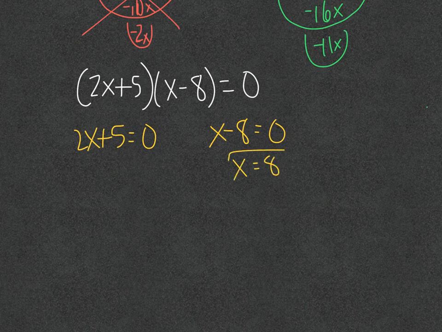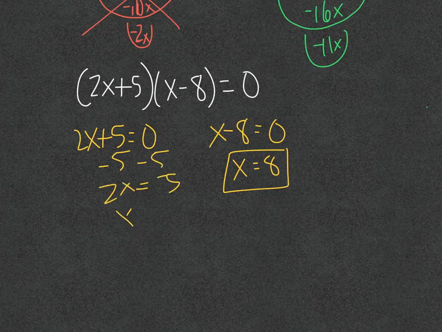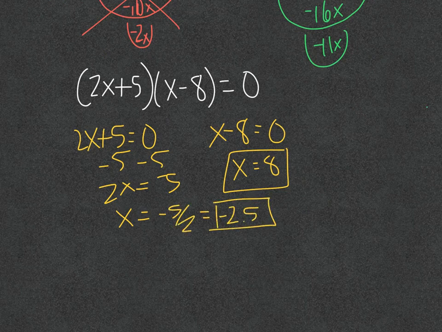And x equals 8. And x equals negative 5 halves, which is negative 2.5. Now, Mr. Yosef was nice when he made this worksheet because he said check for extraneous solutions.